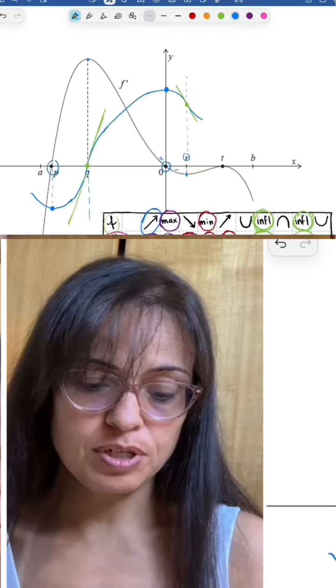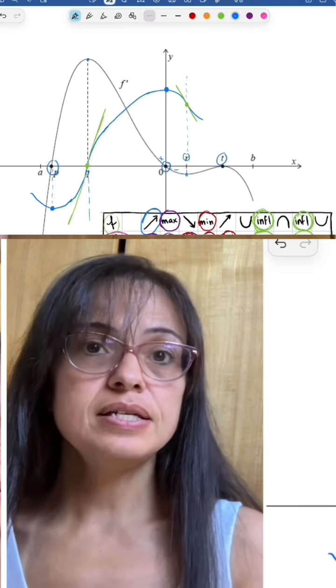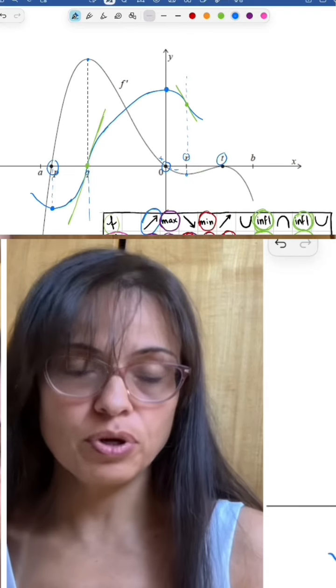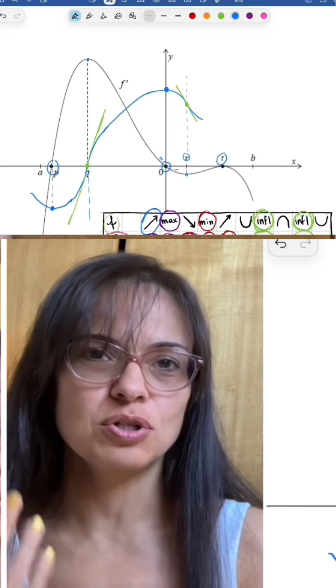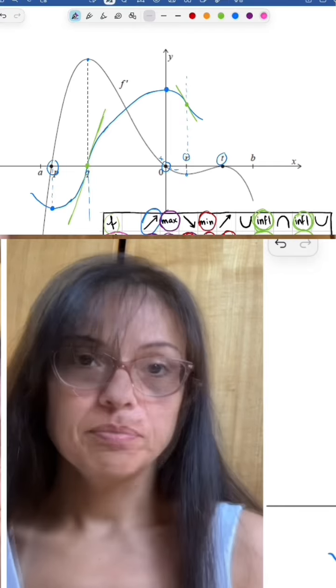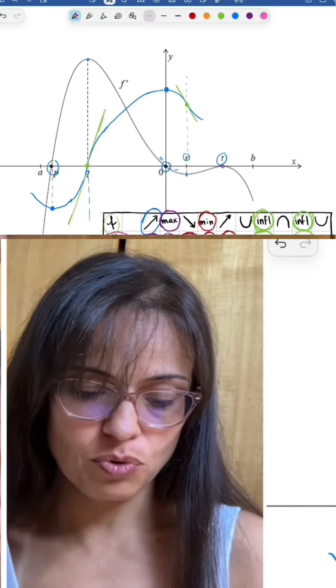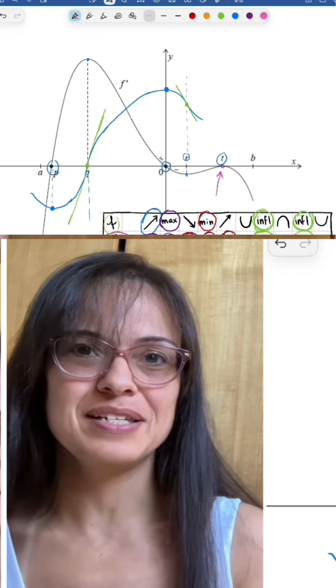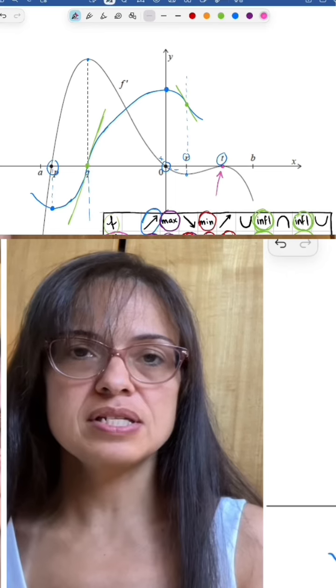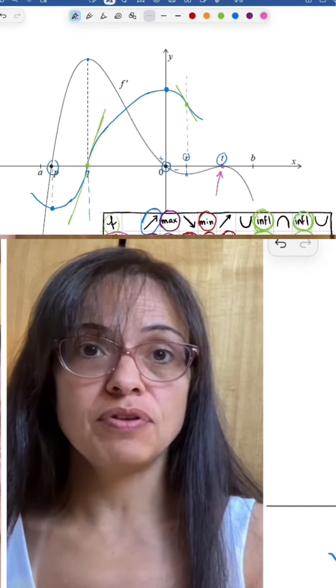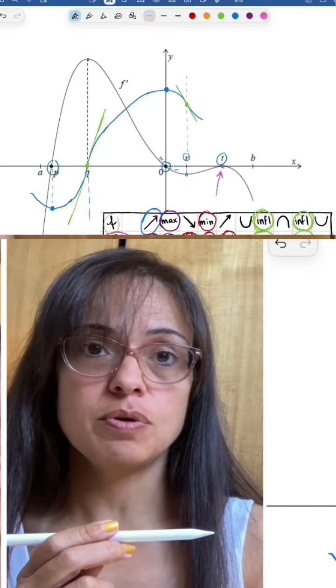And the next interesting point here is t. T is also an inflection point because it is also a local maximum of f prime. But at the same time, f prime is 0 here, okay? T is also an x-intercept of f prime. So this has to be both an inflection point and a stationary point.